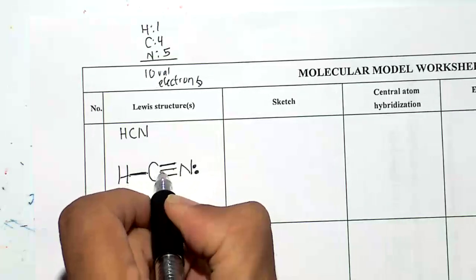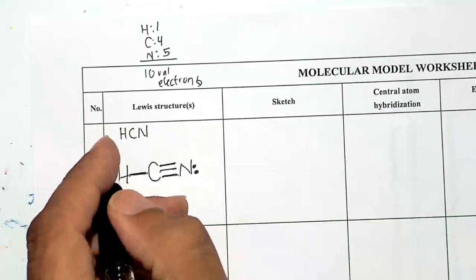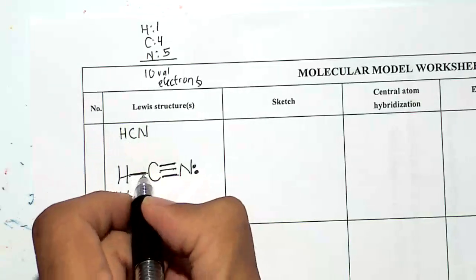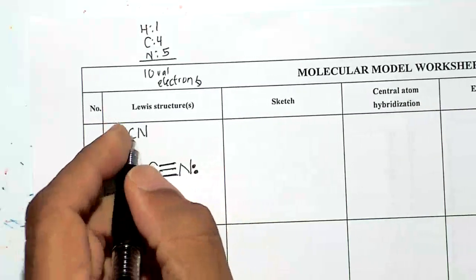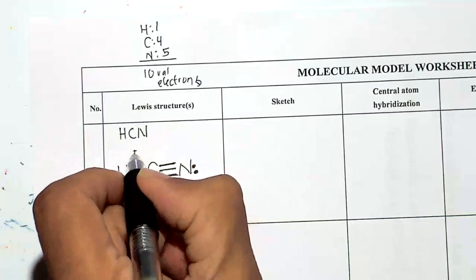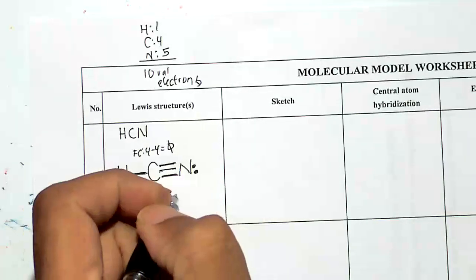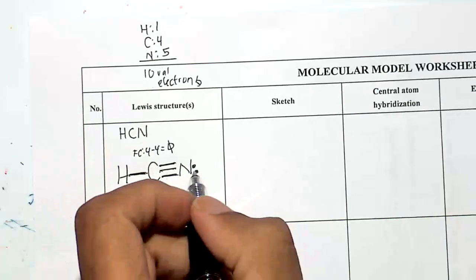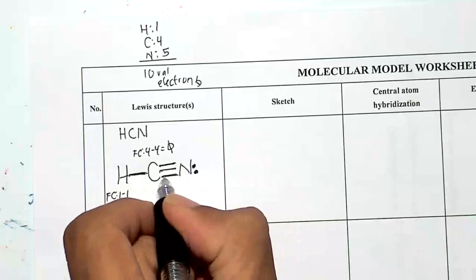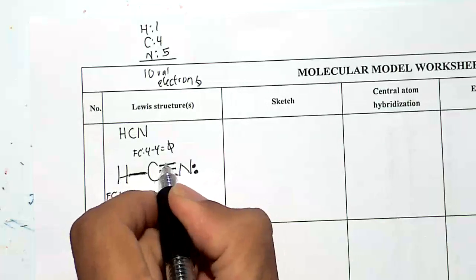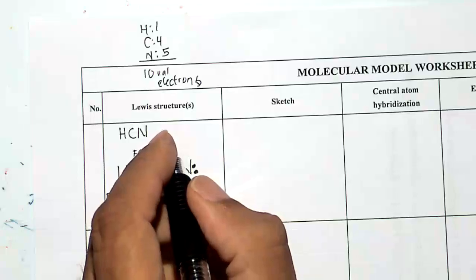Octet rule: 1, 2, 3, 4, 5, 6, 7, 8. Good. Formal charge. Count with me. Carbon: 1, 2, 3, 4. What is carbon happy at? 4. What's 4 minus 4? Formal charge on that carbon is 0. Nitrogen, octet rule: 1, 2, 3, 4, 5, 6, 7, 8. Is the octet rule satisfied for nitrogen?